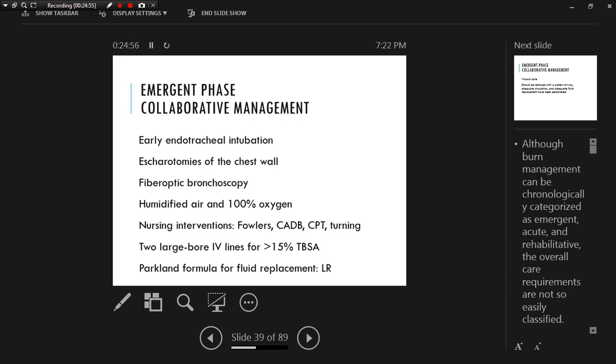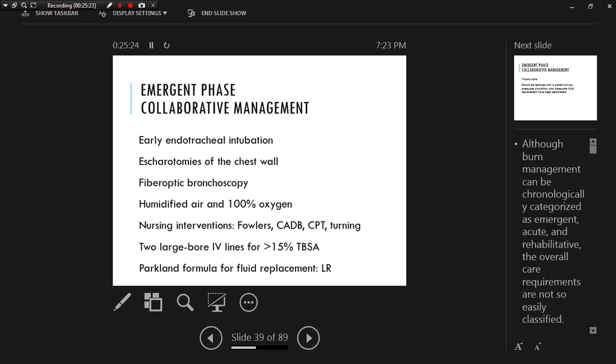We are going to intubate. Escharotomies of the chest wall, okay, if it's compromising their respiratory status. And in some cases, if we want to assess the lower airway to assess the damage, we might consider a bronchoscopy. But we have to worry about bronchoscopies because if we're sticking an instrument or a device down the airway, we can actually cause more swelling, more injury. So it's something to consider.